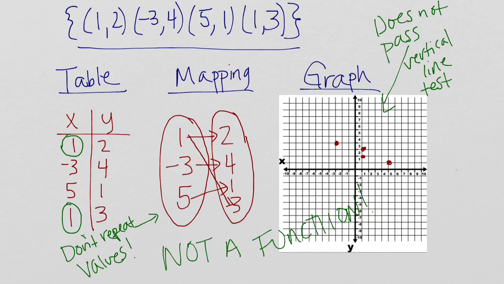Because if I look at the value of 1 for an input, there's 2 and 3 for an output for that number. So the table is just basically taking your points and listing them in xy pairs. And then your mapping, you're going to take your x values and put them in the first bubble, and you're going to take your y values and put them in the second.